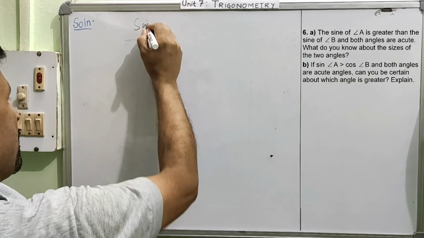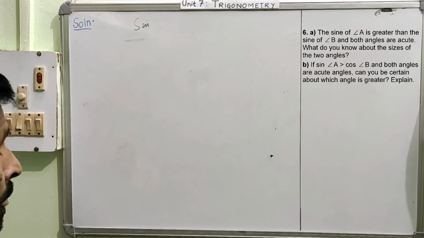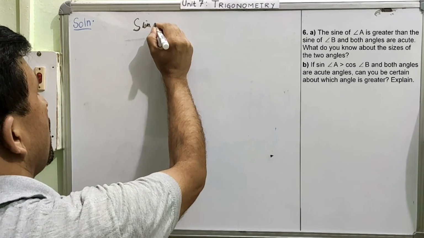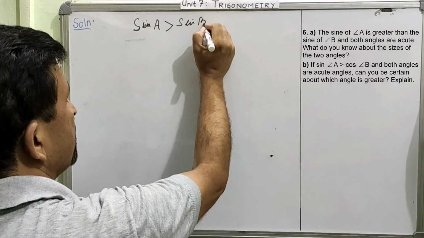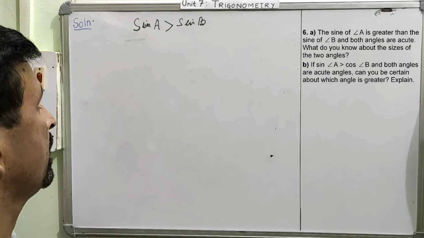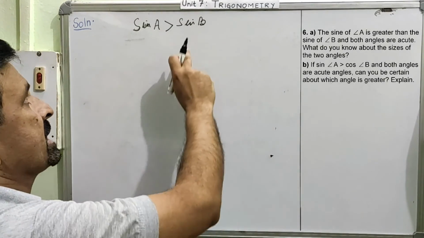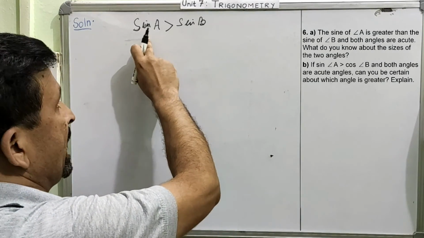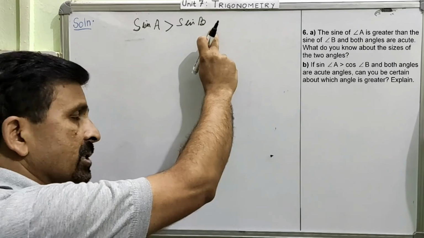Question says sine of angle A is greater than sine of angle B. Is this okay? This means the value of this trigonometrical ratio is greater than the value of this trigonometrical ratio. That's the meaning. When it is said that sine A is greater than sine B, it means the value of this trigonometrical ratio is greater than the value of this trigonometrical ratio.